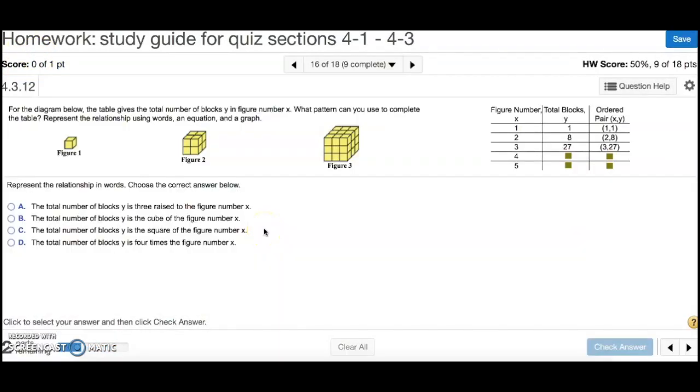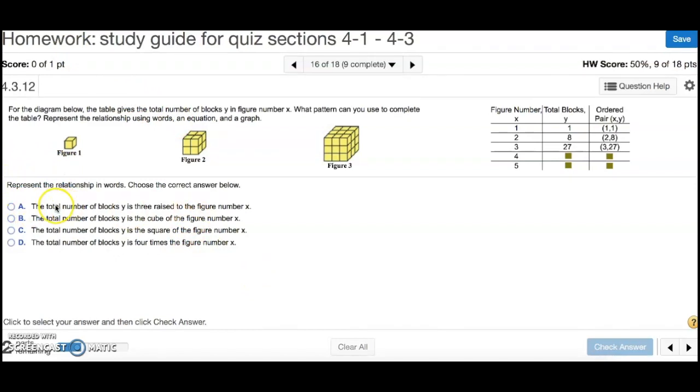Number 16. For the diagram below, the table gives the total number of blocks Y in figure number X. What pattern can you use to complete the table? Represent the relationship using words, an equation, and a graph. So let's go through our choices.